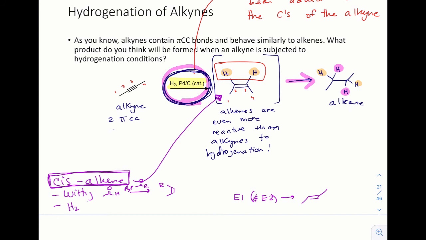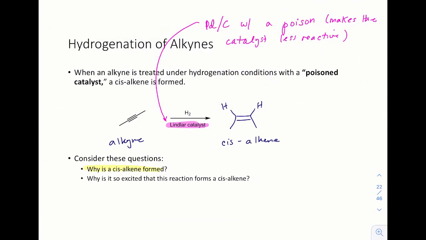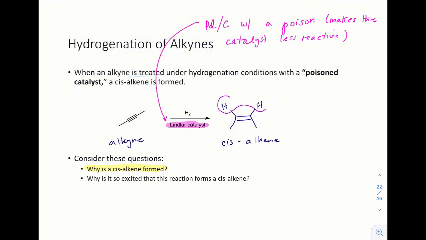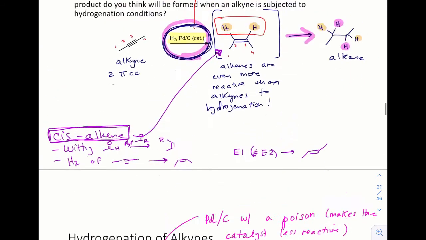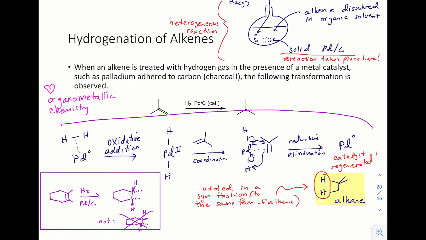So hydrogenation of alkynes with Lindlar's catalyst, poison catalyst. Awesome. Now, why is a cis alkene formed? We've discussed this because the catalyst adds H2 in a syn fashion in that reductive elimination step that I showed you. By the way, you do not need to memorize this reaction.